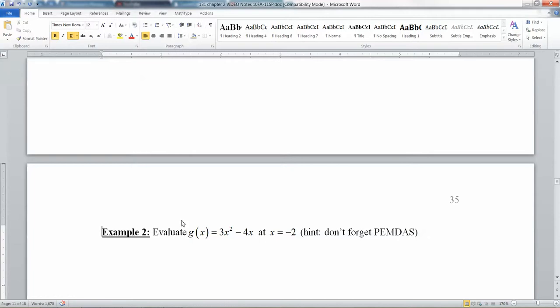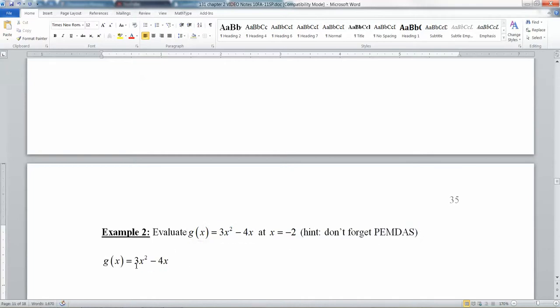Evaluate g of x at x equals negative 2. Right? Don't forget PEMDAS. PEMDAS is please excuse my dear Aunt Sally. Parentheses, exponents, multiplication, division, addition, subtraction. It's called the order of operations. You have to follow them.